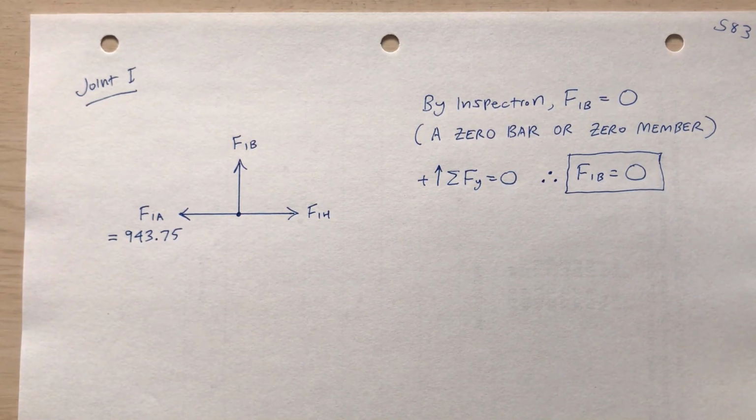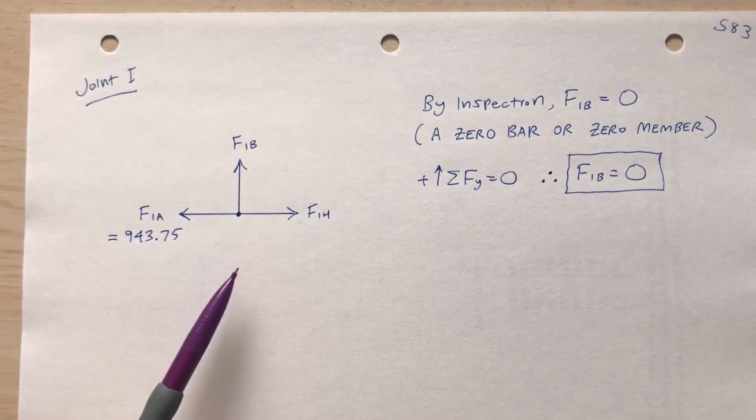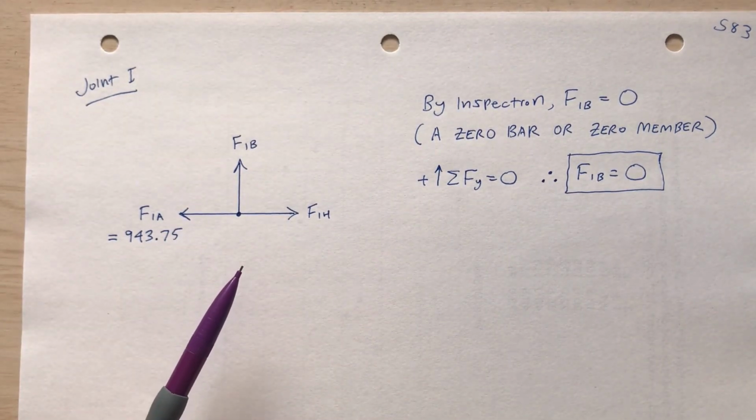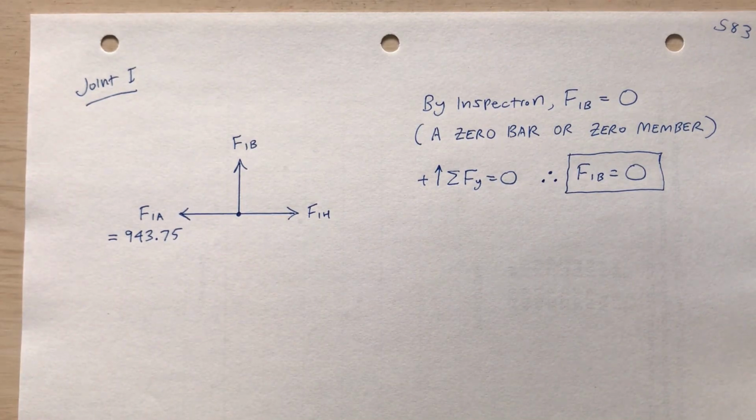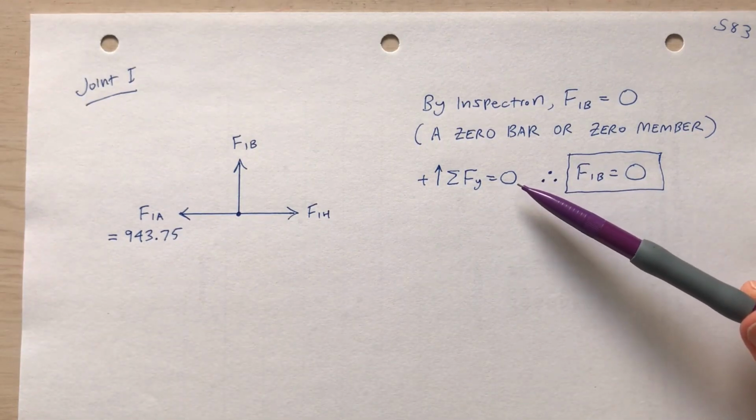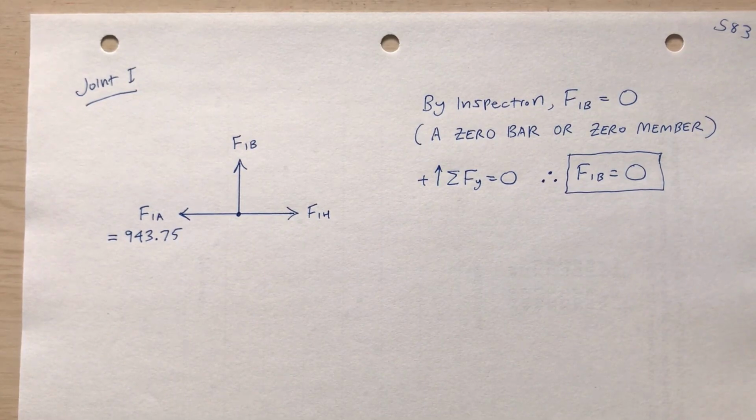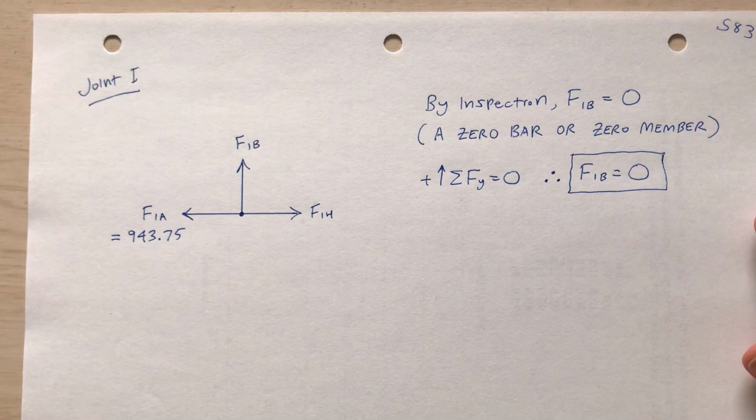Okay, now, have you heard of a zero bar, sometimes called a zero member? I can tell by inspection that the sum of the forces in the y direction, having to be 0, forces F sub IB to be 0, so we would call that a zero bar or a zero member. So without doing any calculations, I can see that F sub IB is 0 pounds, or even if I do the calculation, this is all it would be. The sum of the forces in the y direction is 0, therefore F sub IB has to be 0. Okay, so that's pretty easy to tell.